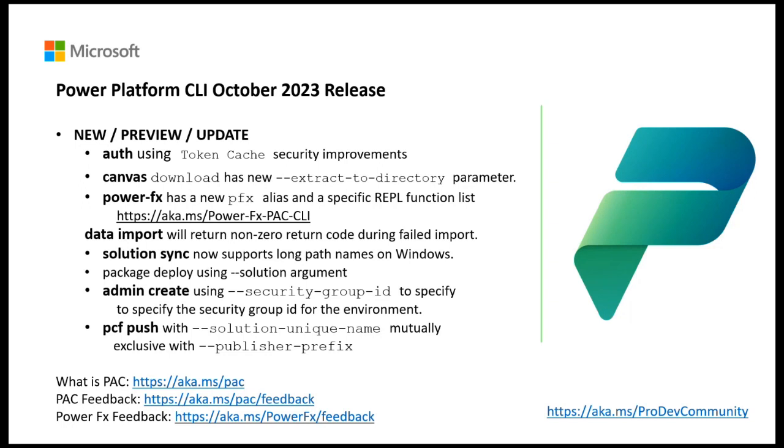We also introduced PAC Canvas last month for download and list. This time we have a new capability for extract to directory. With list and download, you can list your MSAPP files with PAC Canvas in your environment, and then download your Canvas app as an MSAPP file. Now we're adding the capability of extracting the MSAPP file into a specific directory.